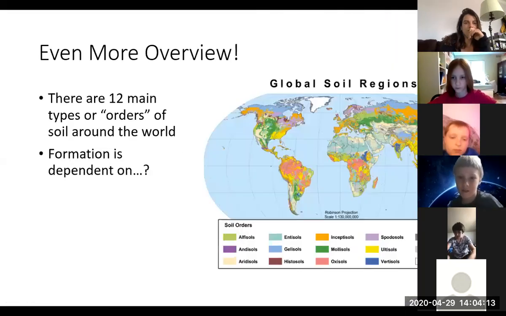Even more overview, we learned that there are 12 main types or orders of soil that are different around the world. Yesterday, I only showed you a map of the United States, but here I wanted to show you how it's different across the whole world, and we can really see how different climates and regions affect what kind of soil is made.